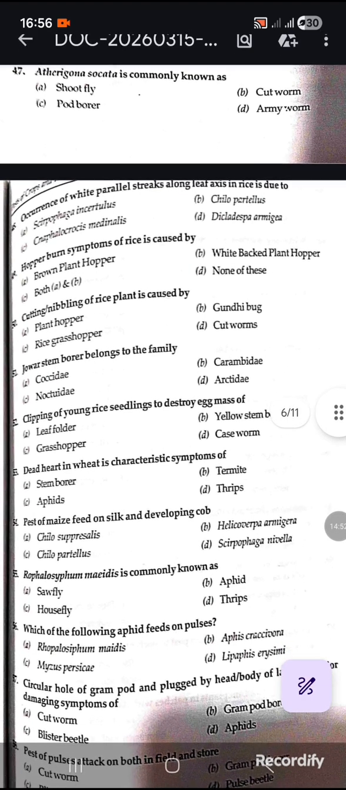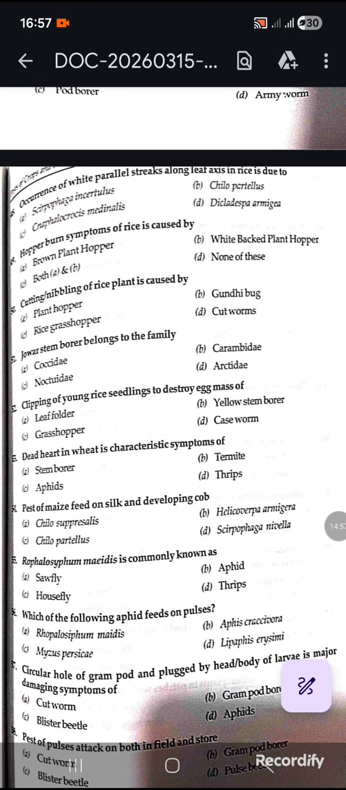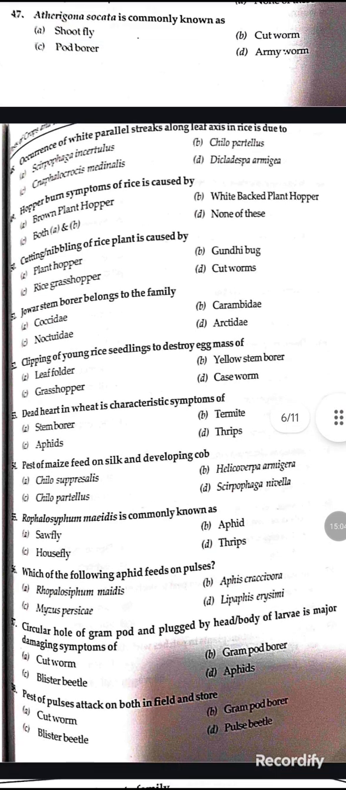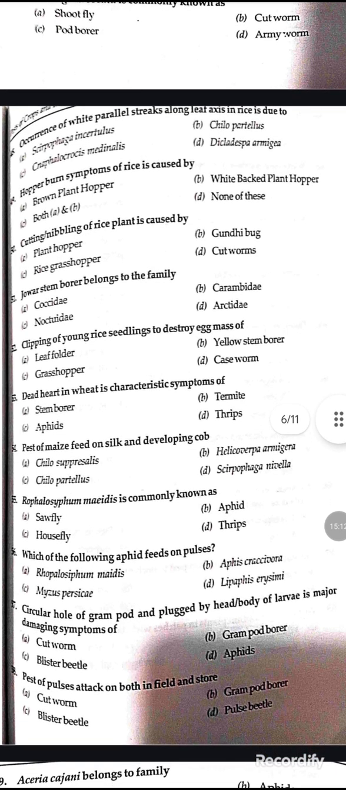55, that is Rhopalosiphum maidis is also known as what? Rhopalosiphum maidis is an aphid. Okay, which of the aphids feeds on pulses? Aphis craccivora feeds on pulses. Rhopalosiphum maidis feeds on maize. Aphis craccivora feeds on the pulses, and Lipaphis erysimi on the mustard.